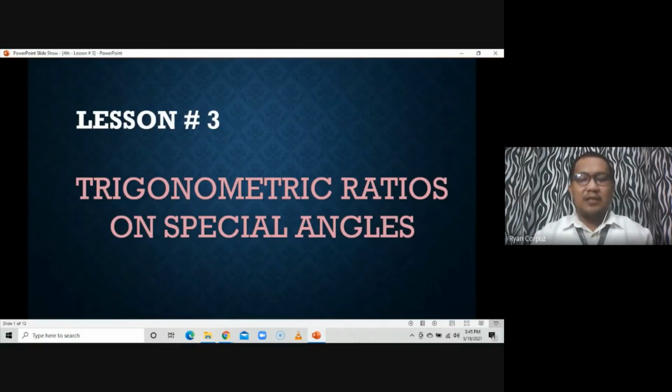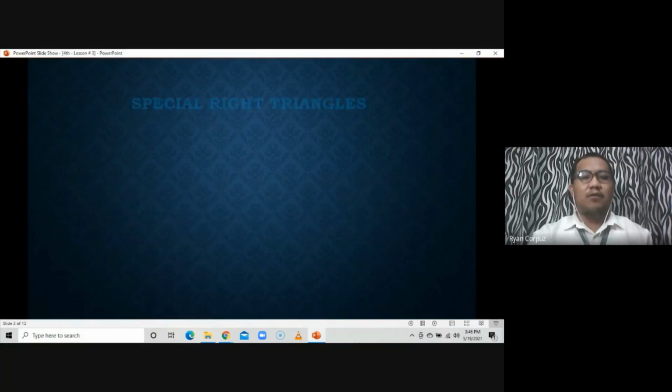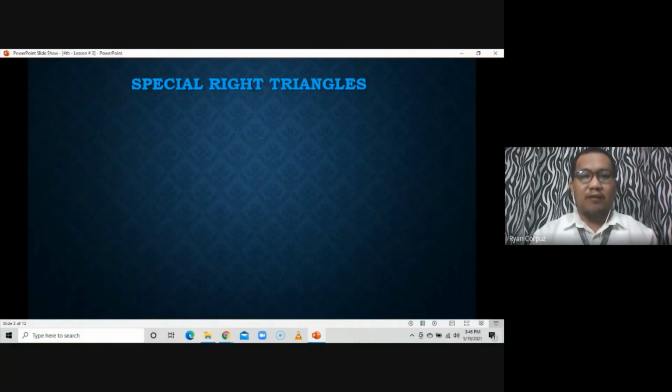These special angles, na-encounter na natin siya during our discussion on third grading period. So, we are just going to recall these special angles here in our discussion about trigonometric ratios. Saan ba natin makukuha yung mga special angles na yon? Most probably, makuha natin siya doon sa discuss natin about special right triangles. So, let's start it now. Unahin natin yung recalling first our discussion about special right triangles.